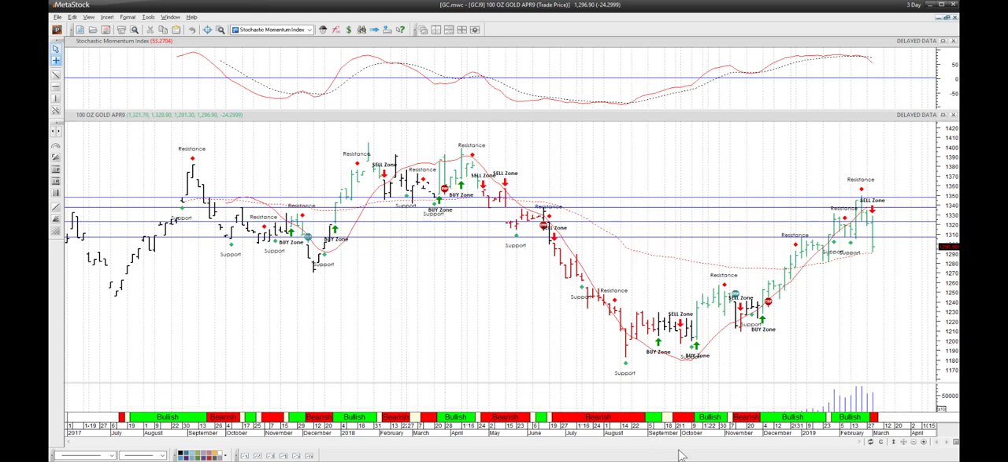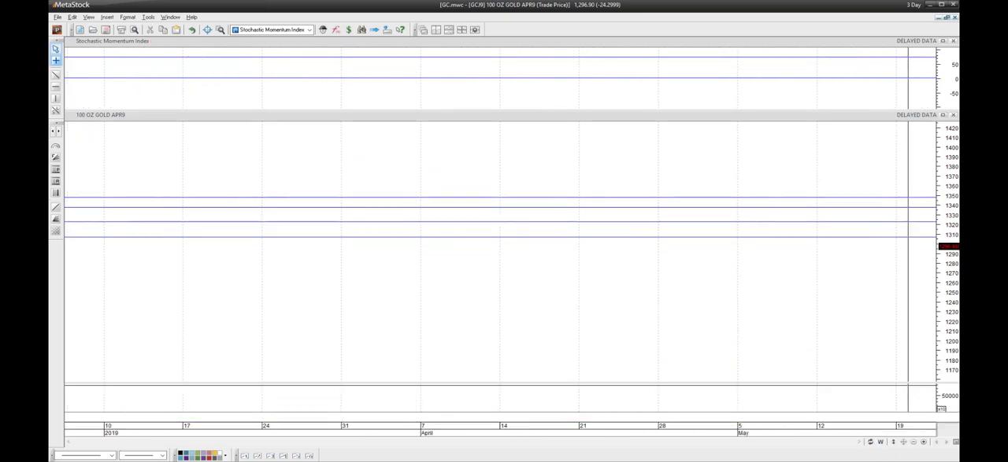And you can use what's happening with the broad market to give you an idea of what's going on. And I have been very bullish on gold until the last couple of weeks. So let's take a look at what happened.